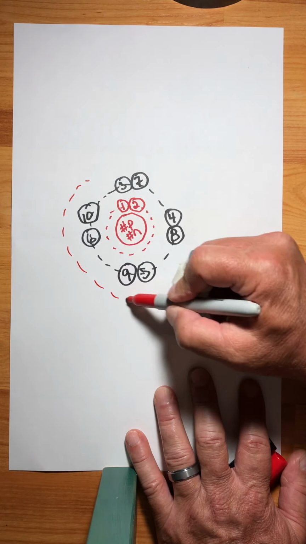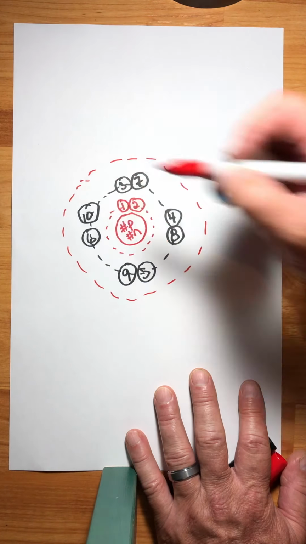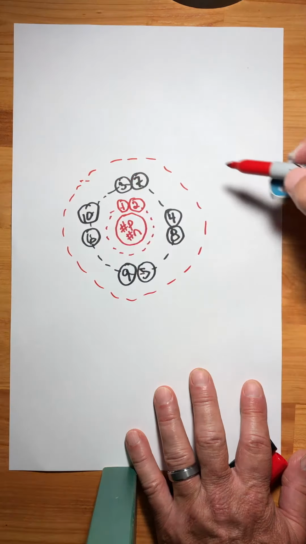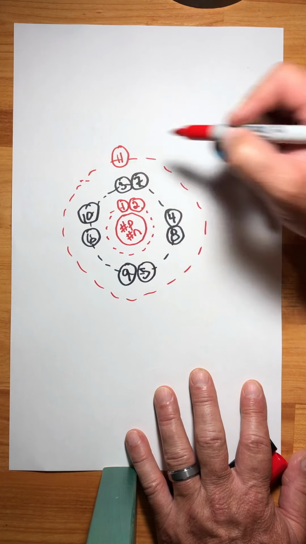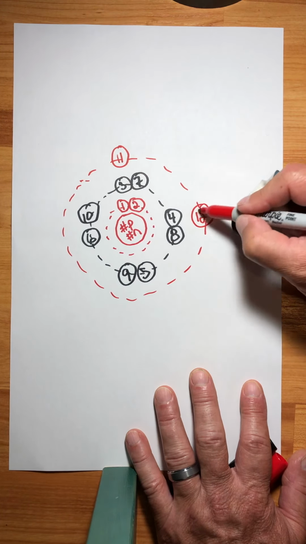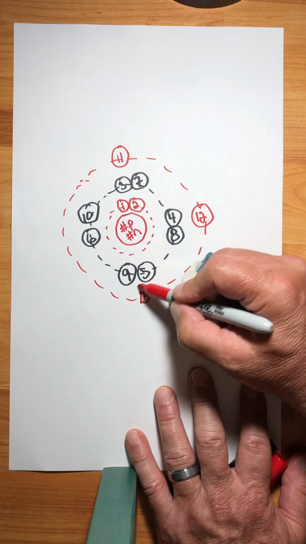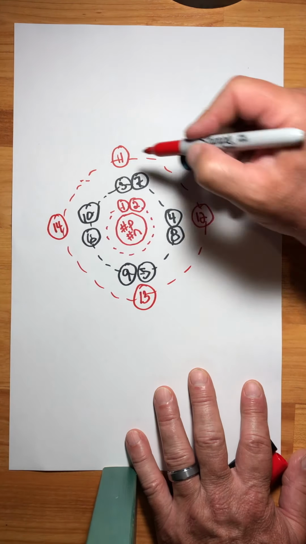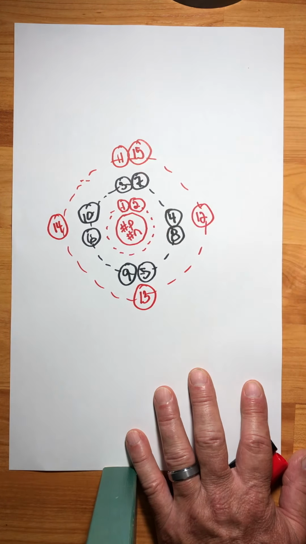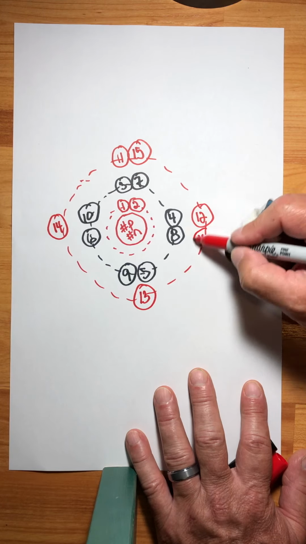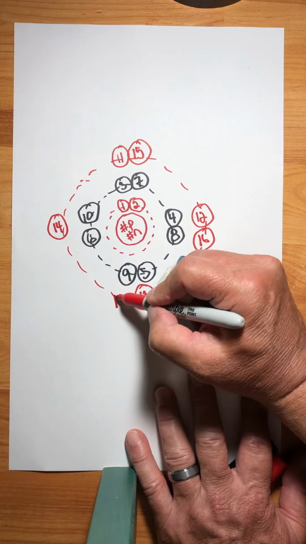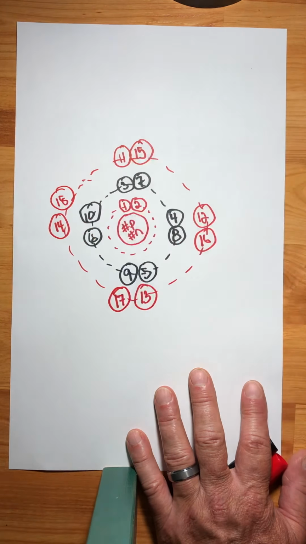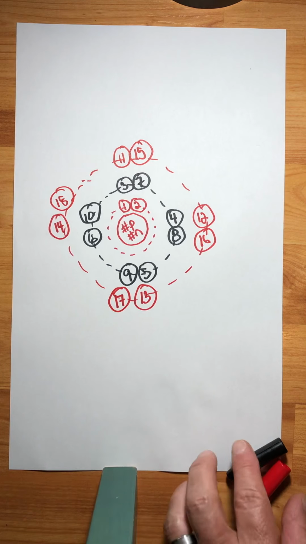So that third orbital, we start again at 12 o'clock, 3 o'clock, 6 o'clock, 9 o'clock, and then we double them up. So electron 11 would go there. If we have a 12th electron, it would go there. The 13th electron would go there. The 14th electron would go there. The 15th would go there. The 16th would go right there. The 17th would go there. And the 18th would go there. Now that orbital is completely full.